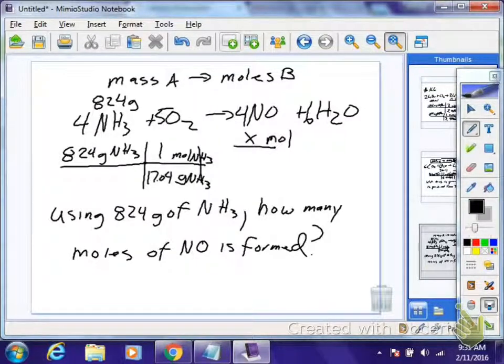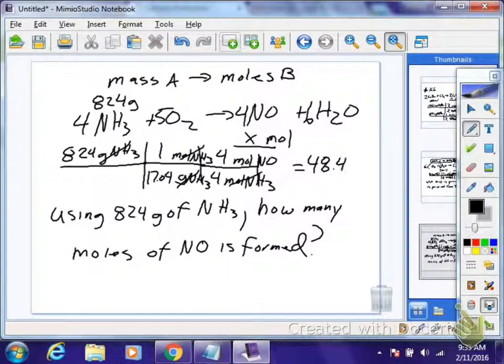So you go ahead and finish that one out. See what you get for an answer on moles of NO. Okay? So again, the next step, you've got grams, you canceled. Now you've got moles of NH3, you canceled. And then in this step, we do a mole-to-mole relationship. That's when you use the numbers in front. Okay? And then when you get that answer out for number of moles of NO, you should have 48.4. Is that what you get? Yep. Good.